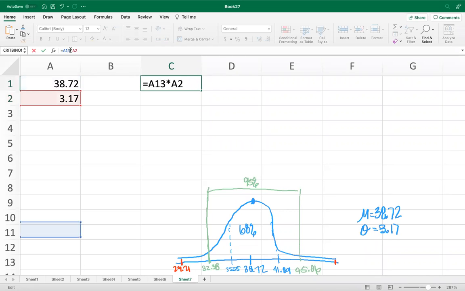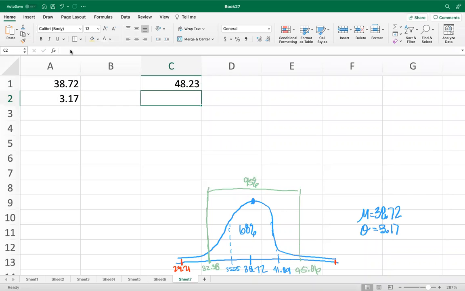And plus, this is 48.23. And here, within 3 standard deviations from our mean, we have 99.7% of our data. So 99.7% of our data falls within 3 standard deviations of the mean. And that's all they wanted to say.